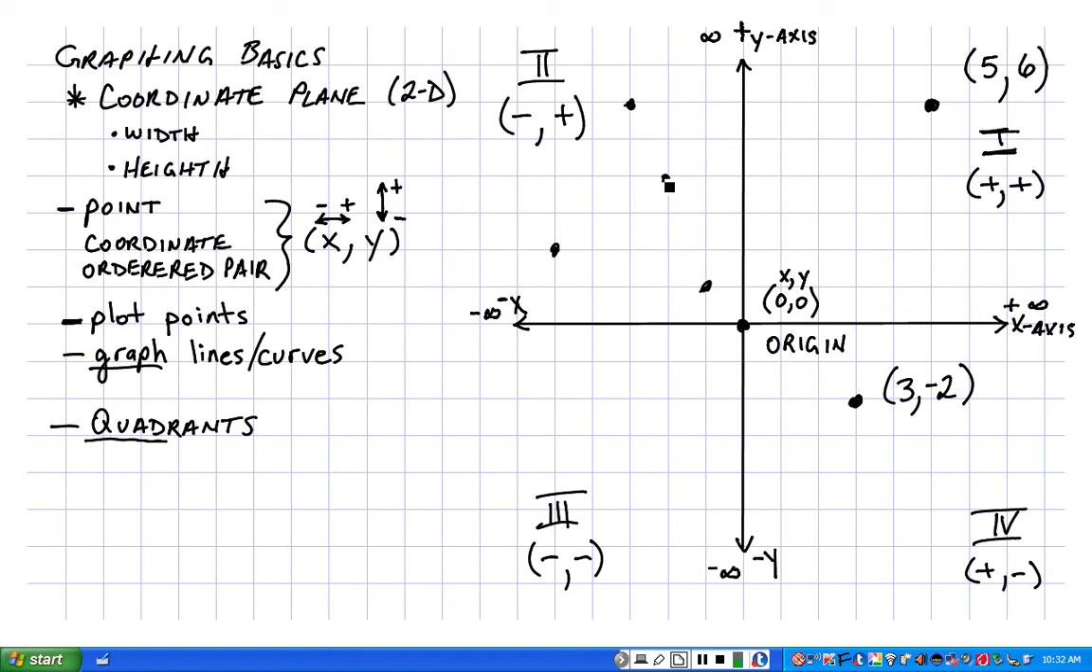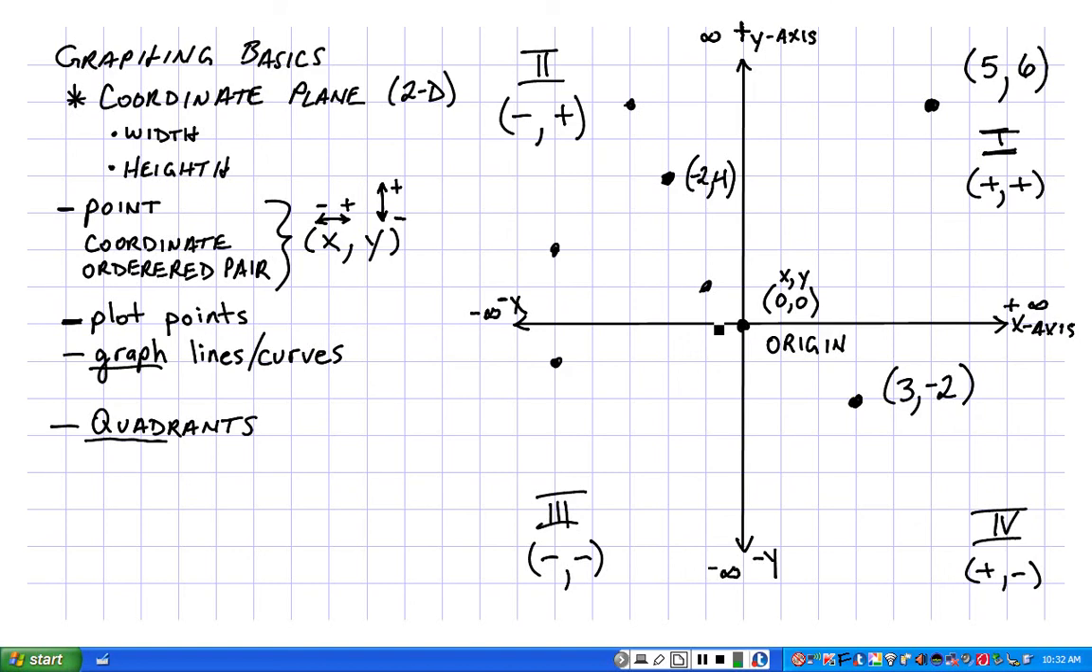Let's look at a point over here in quadrant 2. Let's say this point, from the origin, left 1, left 2. Because we're to the left of the origin, it's negative 2, and then up 1, up 2, up 3, up 4, and because we're above the origin, we're positive 4. And as we said, x would be negative, y would be positive. Negative x, positive y.